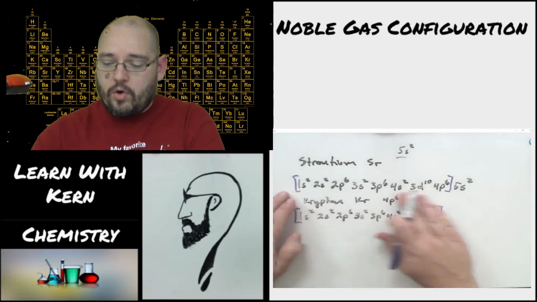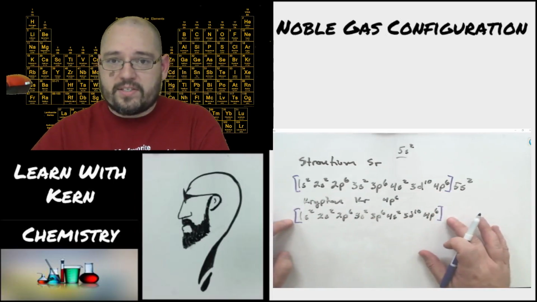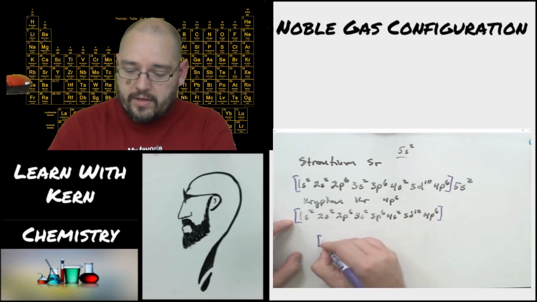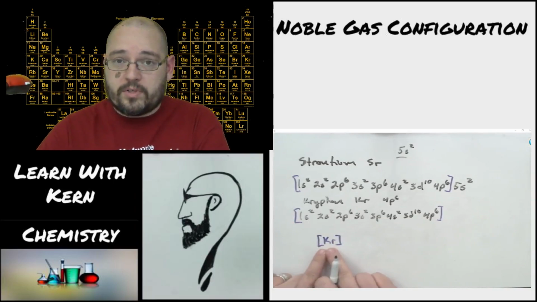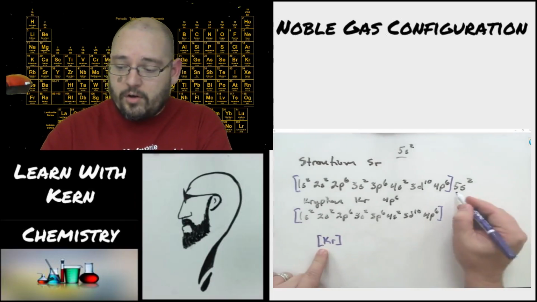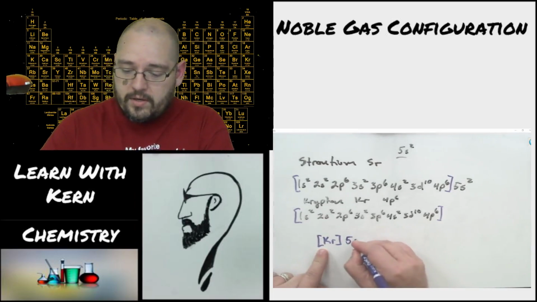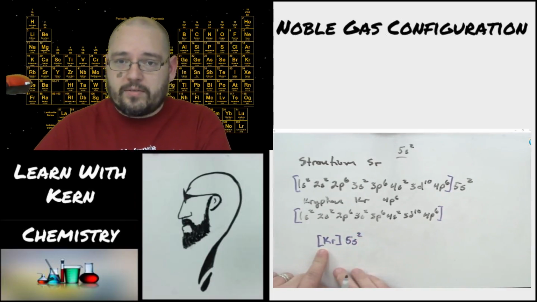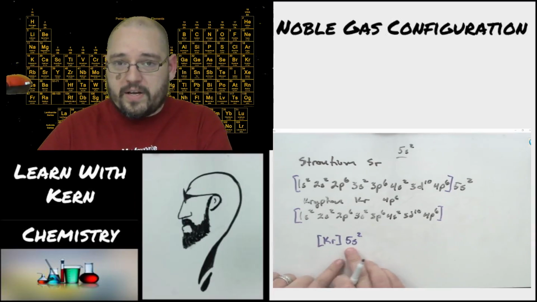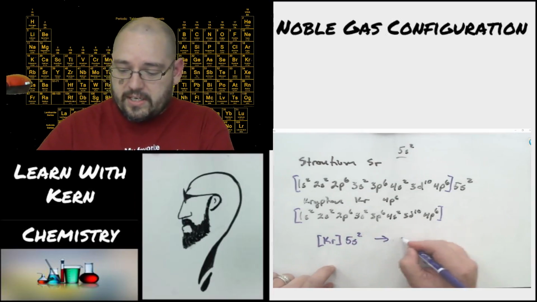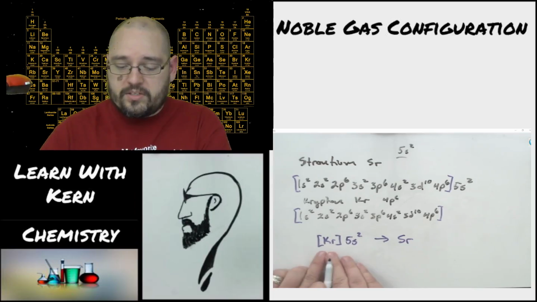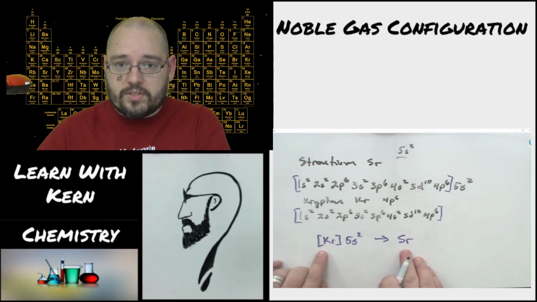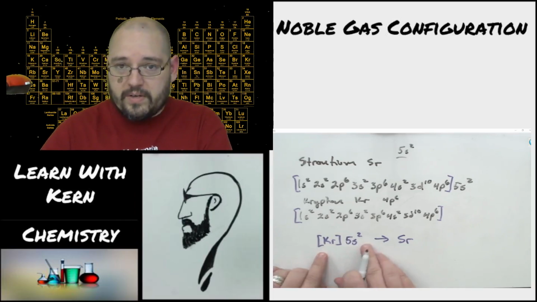Instead of writing out all of this, knowing that this is the same, we're simply going to write the symbol for krypton in brackets. What this means is I'm going to use krypton's electron configuration, and then all I have to do is add on what comes after that. So krypton plus 5s2. This is strontium's noble gas configuration. Krypton's the noble gas, so the noble gas configuration of strontium is krypton 5s2.